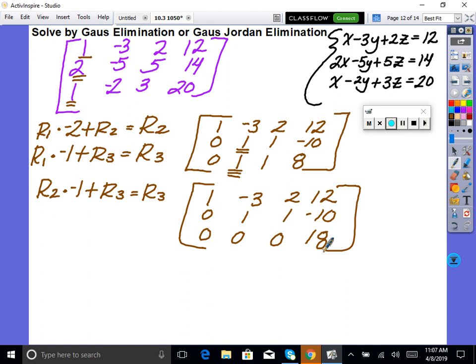And now when you ever see 0, 0, 0, you're like, canceled out. 0 equals 18 is not a true statement, so no solution, so I'm done with the problem. Moving on to the next one.